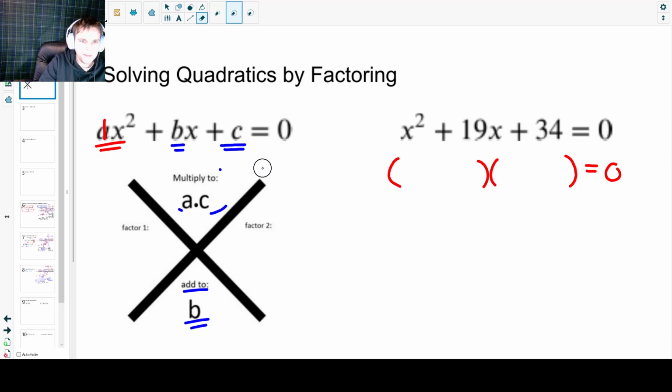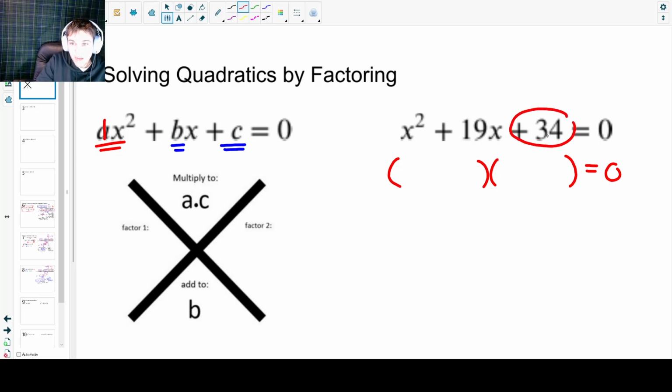So I'm going to erase some of this. Alrighty. So for this problem, our c value is 34. 1 times 34, we're just going to get 34 here on top. And then our b value is 19, so we're going to get a 19 down here. So again, we're looking for two numbers that multiply to 34 and add to 19.